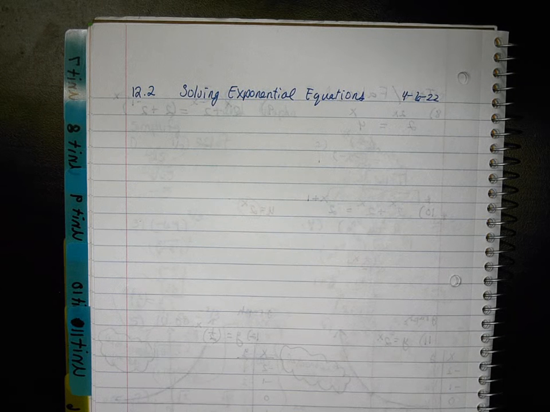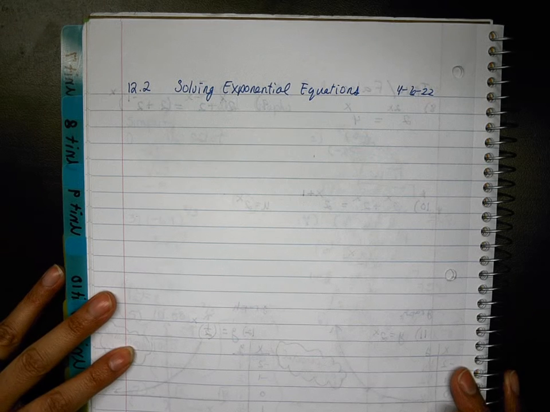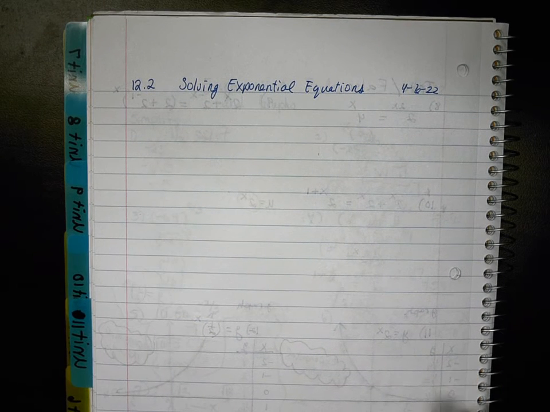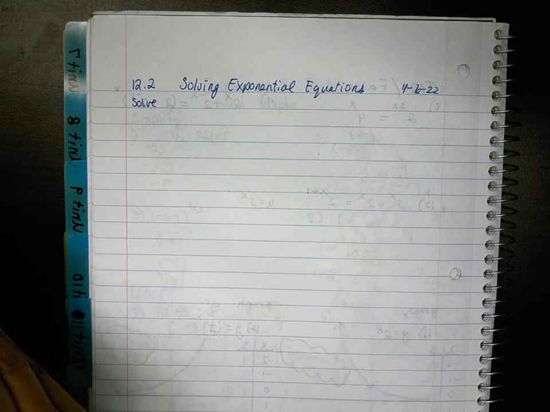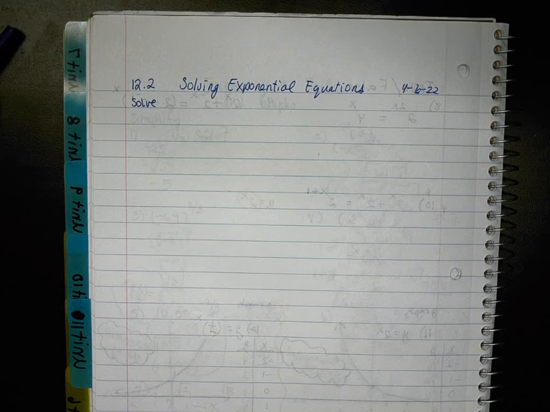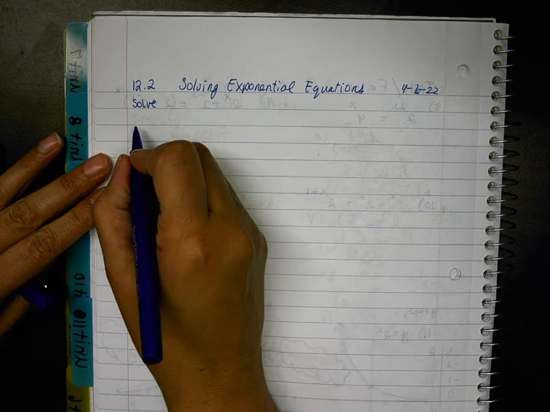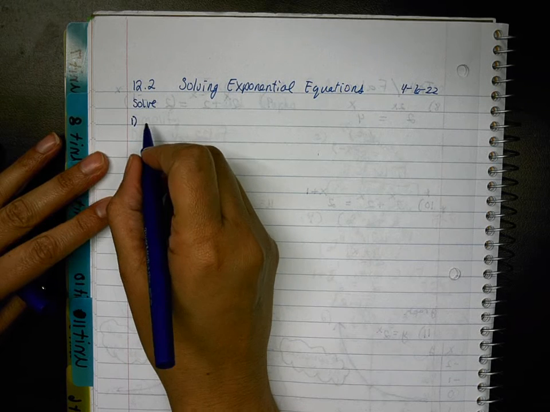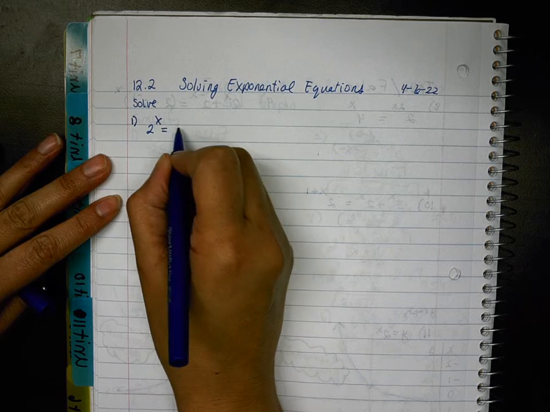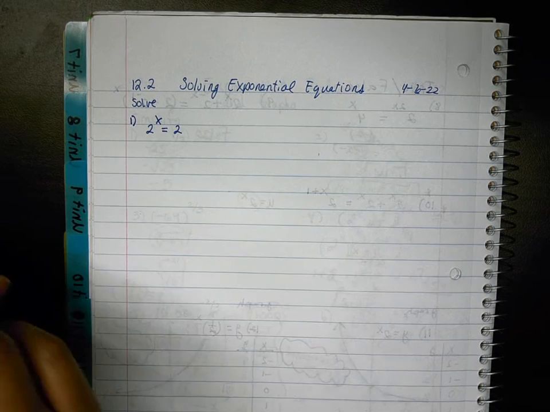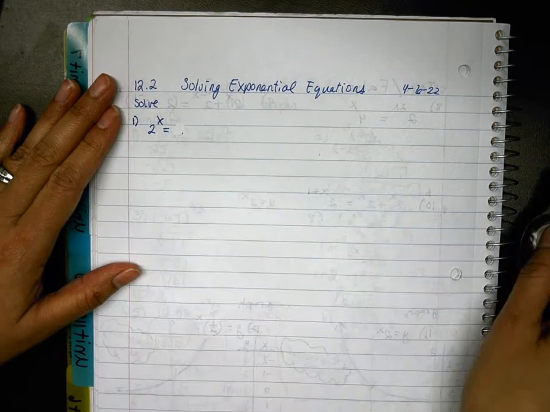This is Advanced Math 12.2 Notes, and the title is Solving Exponential Equations. We're going to solve number 1: 2 to the x equals 32.